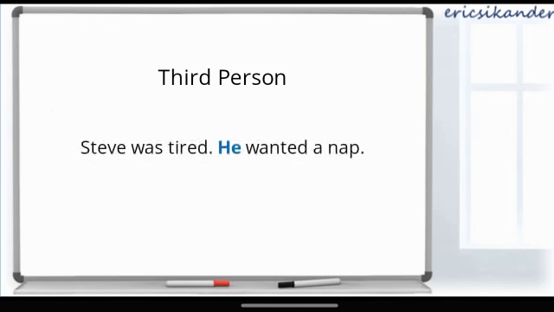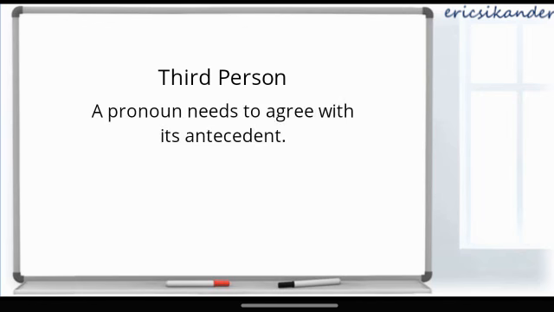Look at these sentences. Steve was tired. He wanted a nap. Do you see the pronoun? It's he. What noun does it mean? Steve, right? The word Steve is the antecedent. That's what the pronoun means. So, a pronoun needs to agree with its antecedent. They need to match. They have to match in number, so they both need to be singular or plural.